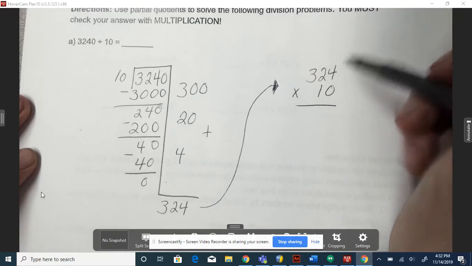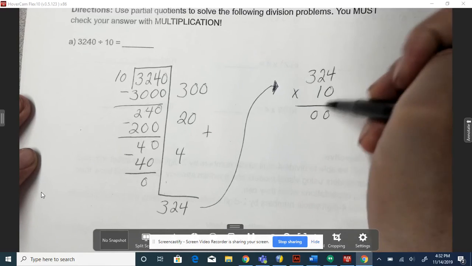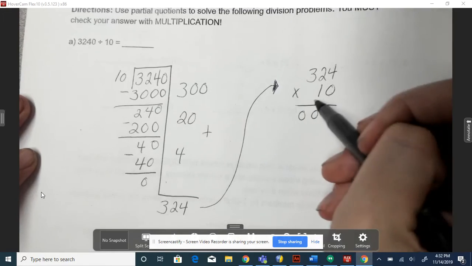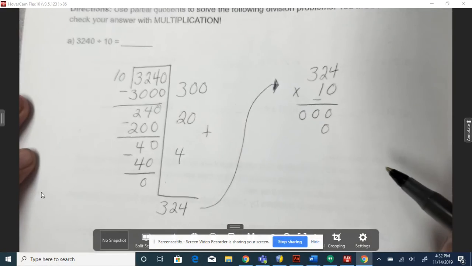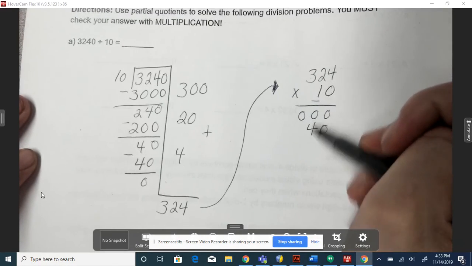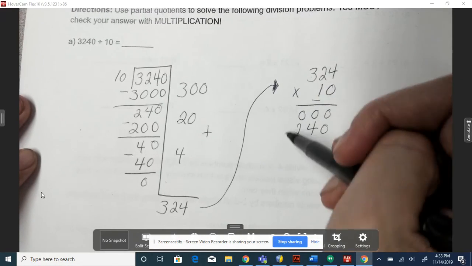Let's see. 0 times 4 is 0. 0 times 2 is 0. 0 times 3 is 0. Now I'm multiplying by the 1 in the tens place. So I'm putting a 0 in the ones place. 1 times 4 is 4. 1 times 2 is 2. 1 times 3 is 3.